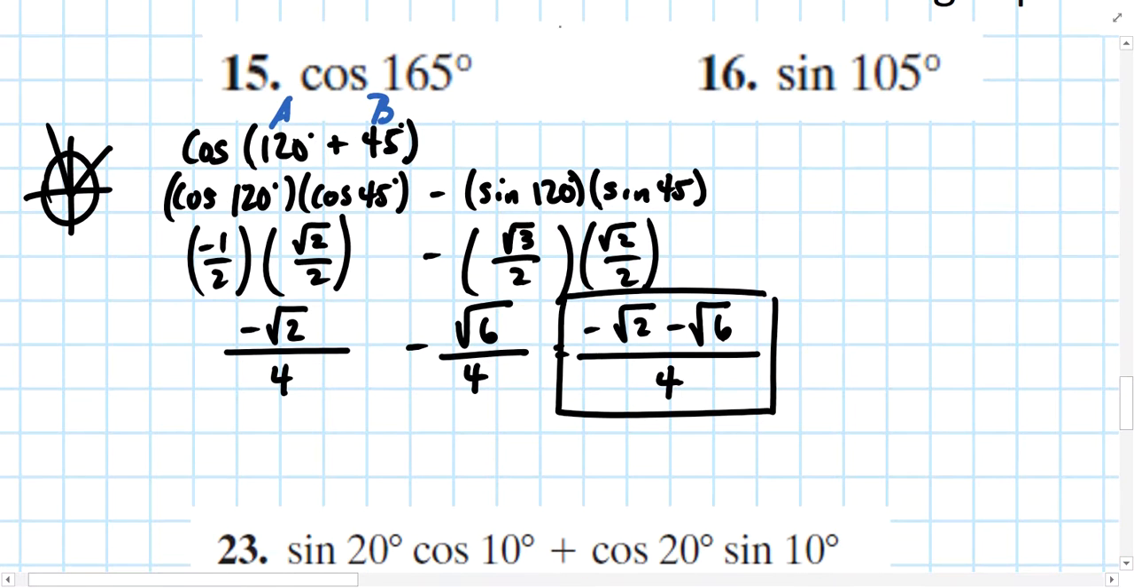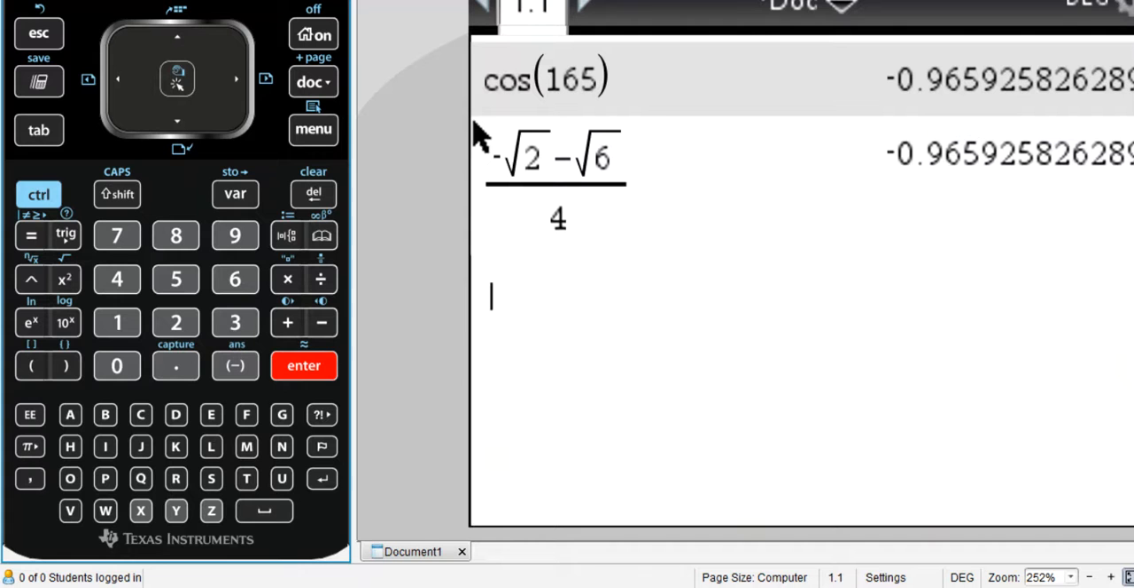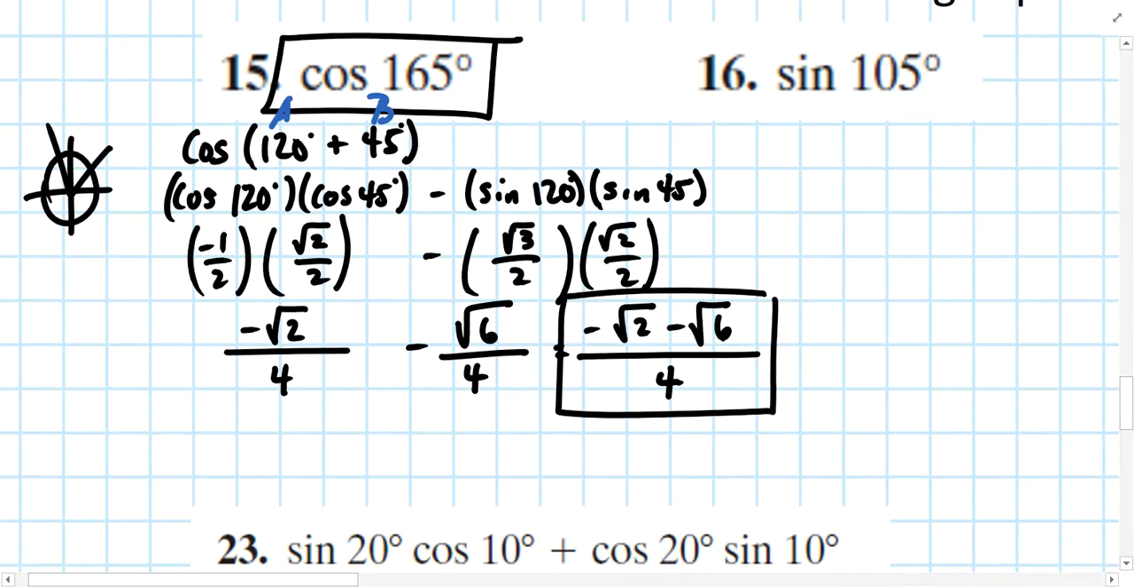And if you're not sure of your result, an easy way to check is to type both of these into a calculator and see what you get. Now I've done that with my TI Inspire, and my calculator is set to degree mode right now because 165 is a degree measure, and cosine of 165 is negative 0.9659, and the opposite of square root 2 minus square root 6 is also negative 0.9659. So I'm pretty satisfied that we've done a fine job there.